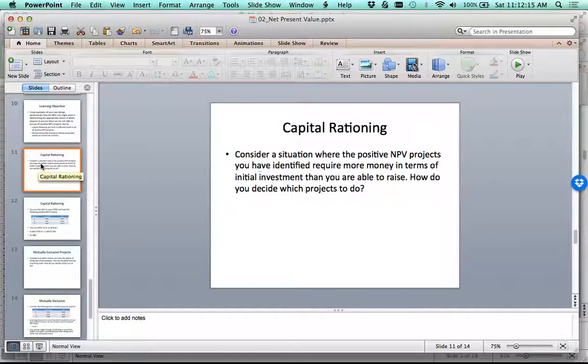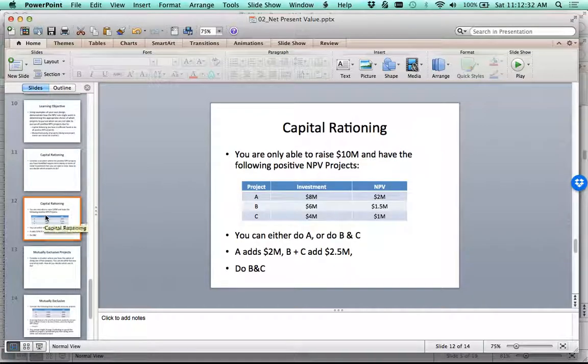So let's talk about capital rationing. Again, here you have more than enough positive NPV projects, and you have to decide which of them you should do based on the amount that you can afford to do. So let's just see how you might apply that. Let's say that you were only, as we talked about before, able to raise $10 million.